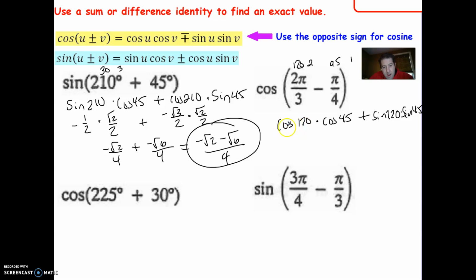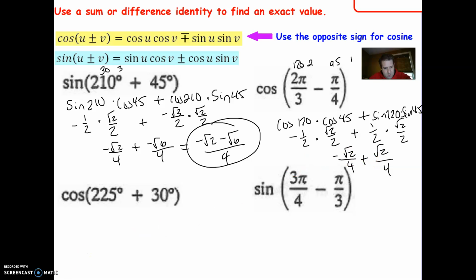Okay, so cosine of 120, keep in mind that 120 is actually a 60-degree reference angle. Cosine of 60 is 1/2, but in the second quadrant only sine would be positive, so that's negative 1/2 times cosine of 45, which is square root of 2 over 2. And then add that to sine of 120, which would be positive, because it's in the second quadrant, times sine of 45, which is square root of 2 over 2. All right, so now it's just a matter of simplifying both sides. So that's negative square root of 2 over 4 plus square root of 2 over 4. All right, add those two together.